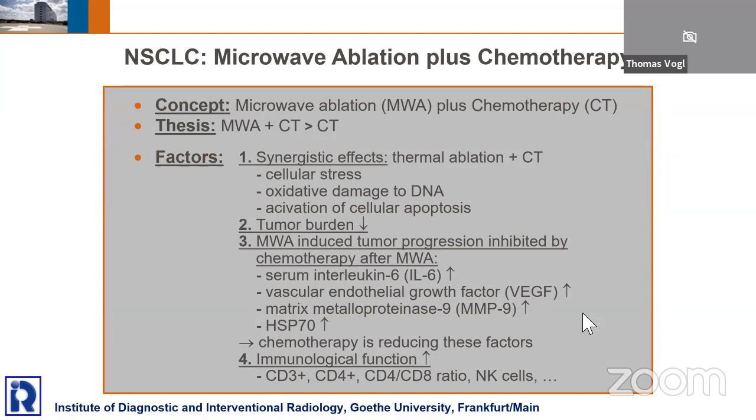There are also some new protocols we will start in Frankfurt, combining microwave ablation with chemotherapy. There might be synergistic effects, especially lowering the tumor burden, and tumor-induced progression might be inhibited by chemotherapy. Interestingly, there is also the immunologic function, and this could be an interesting factor for cryotherapy in the future to work on.